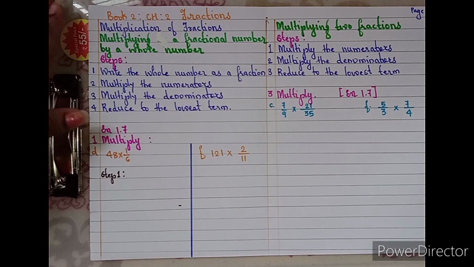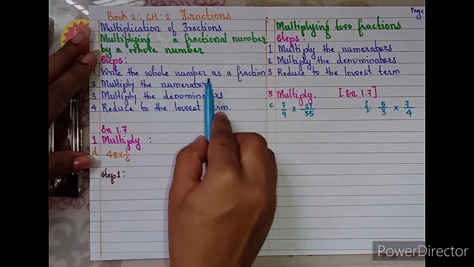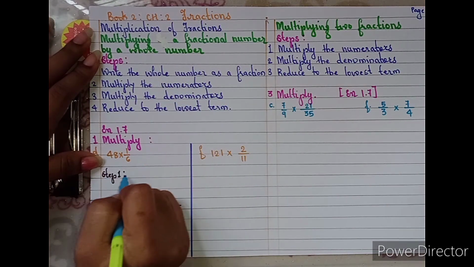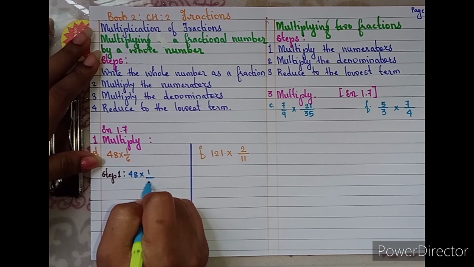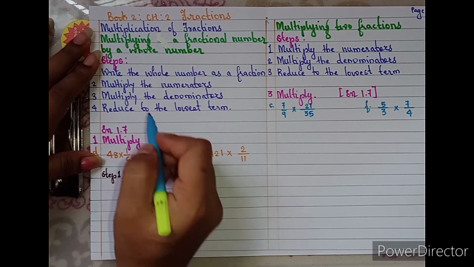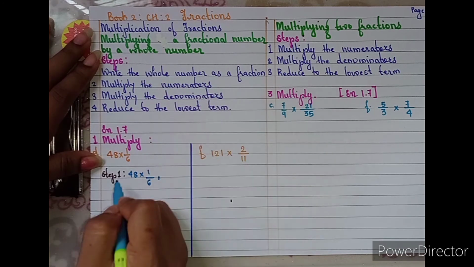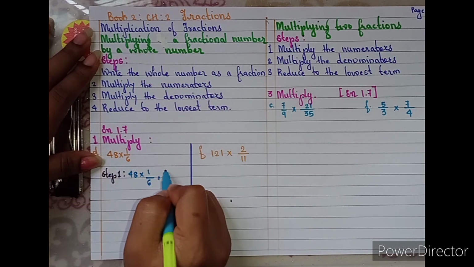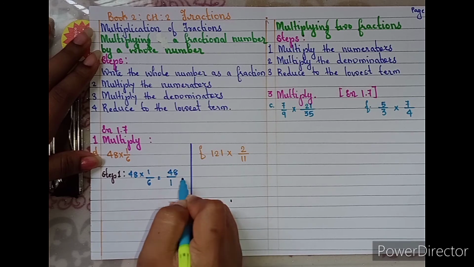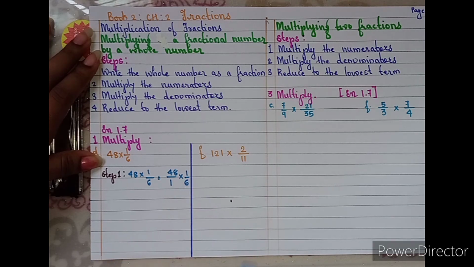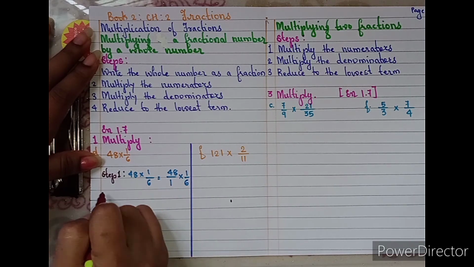We have here step 1, that is, write the whole number as a fraction. Therefore, 48 into 1 by 6 can be written as, write the whole number as a fraction, meaning 48 we have to write as a fraction. So just see, 48 divided by 1, the value will remain the same, into 1 by 6. This is what we are supposed to write. Next, step 2.